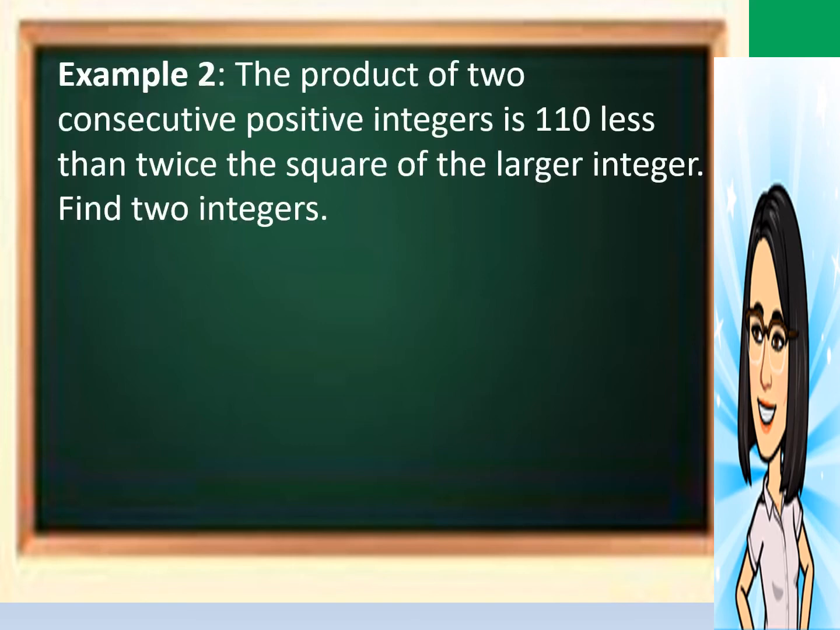Now let us look at a number-related problem. The product of two consecutive positive integers is 110 less than twice the square of the larger integer. Find the two integers. This time, the process of translating English phrases or statements into mathematical symbols will be used.